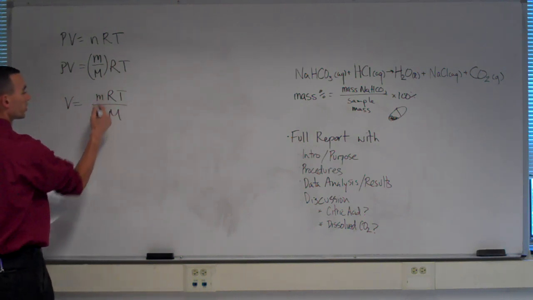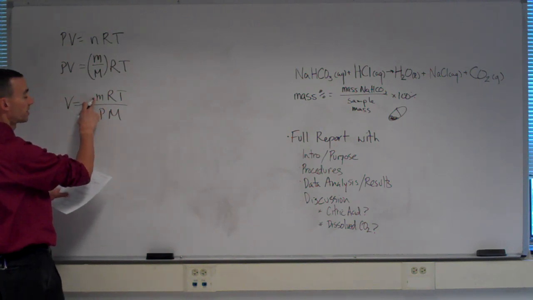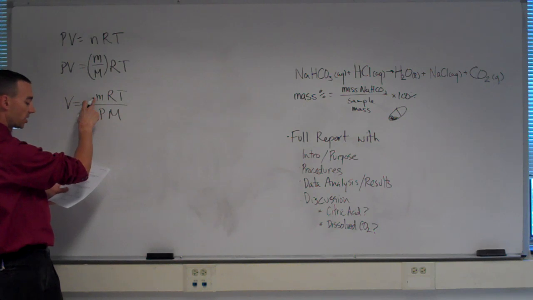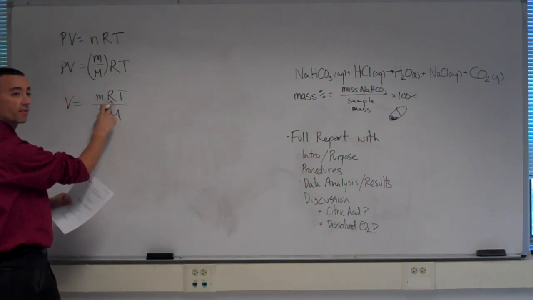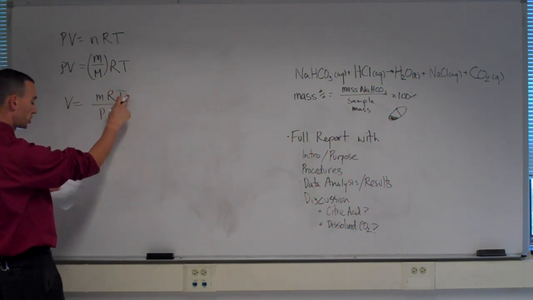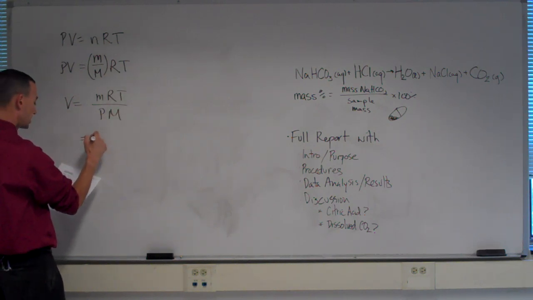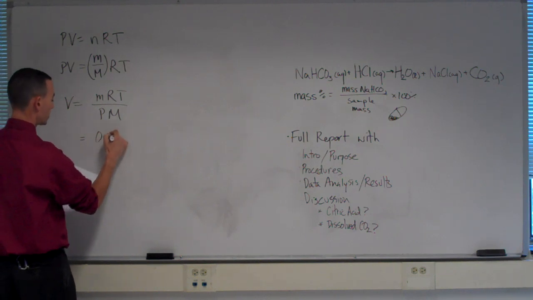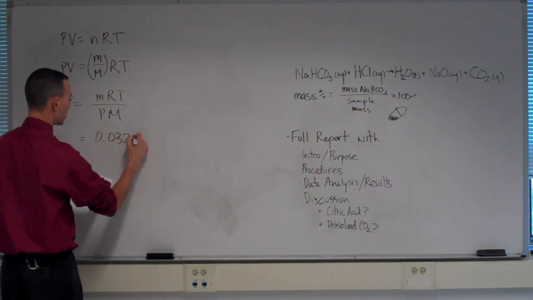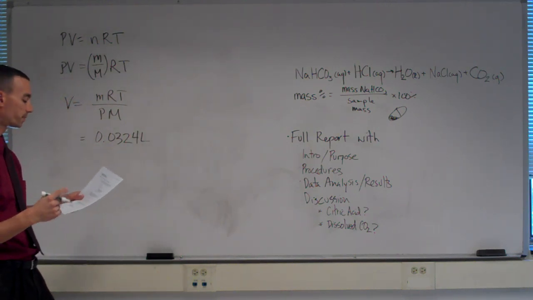Make sure you convert your units, that you use the grams of the carbon dioxide, not milligrams, that you use the correct unit set for R, 0.08206 atmosphere liters per mole Kelvin, that you convert your temperature to Kelvin, and that your pressure is converted to atmospheres. When you're all said and done, you should have an answer of 0.324 liters. So make sure you show your work.